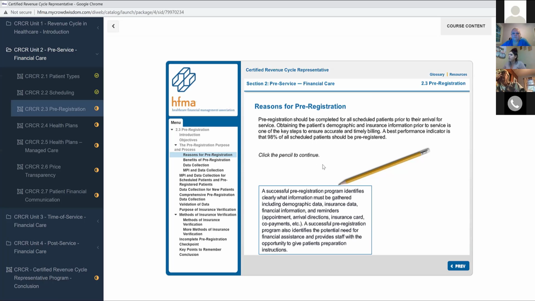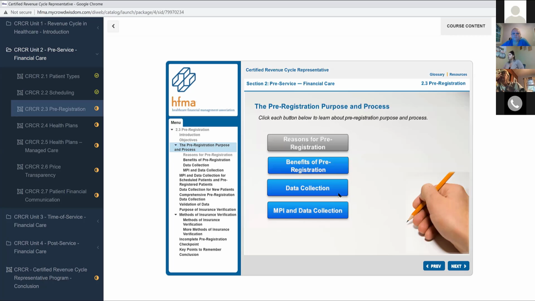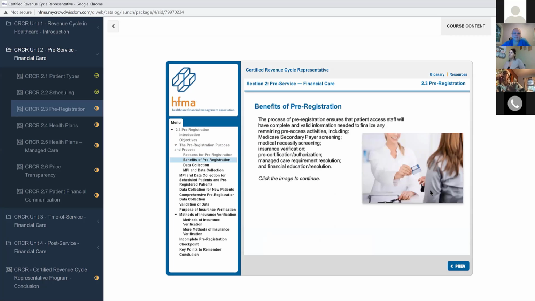And moving to the benefits of pre-registration. The process of pre-registration ensures that patient access staff will have complete and valid information to finalize the remaining pre-access activities, including the Medicare secondary payer screening, medical necessity screening, insurance verification, et cetera. So that's where you would do your pre-authorizations or pre-certifications or authorizations, managed care requirement resolutions, and any financial education or resolution that you can do at that time.